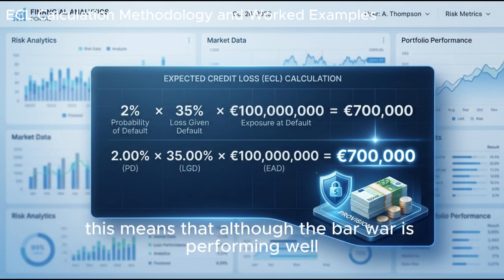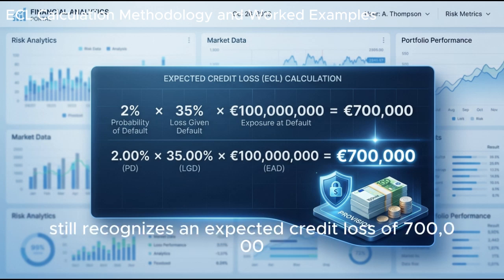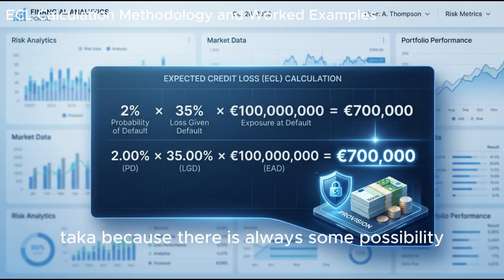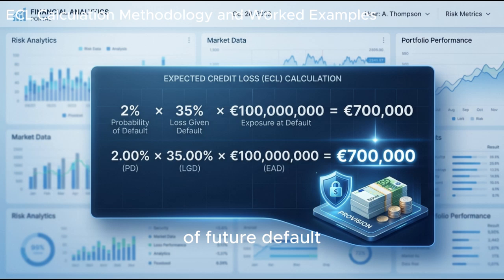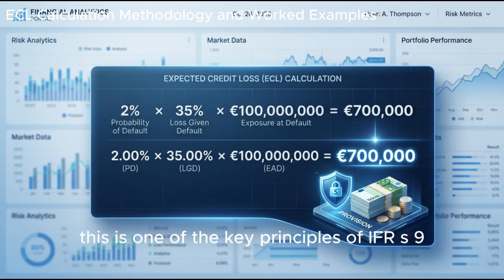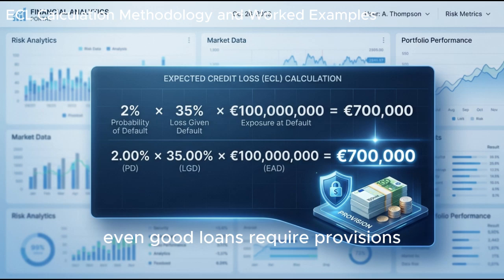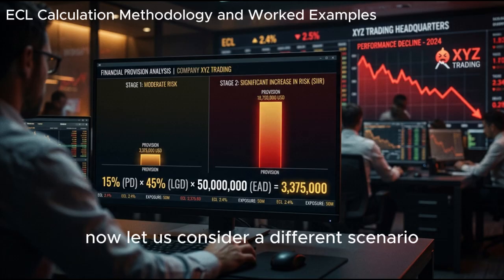This means that although the borrower is performing well, the bank still recognizes an expected credit loss of 700,000 taka, because there is always some possibility of future default. This is one of the key principles of IFRS 9. Even good loans require provisions. Now let us consider a different scenario.